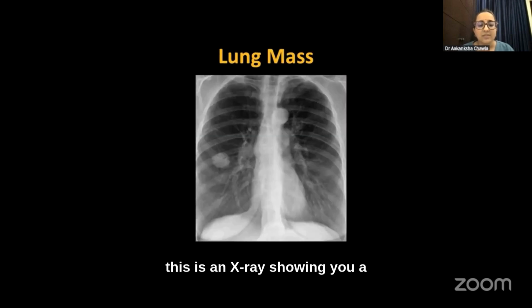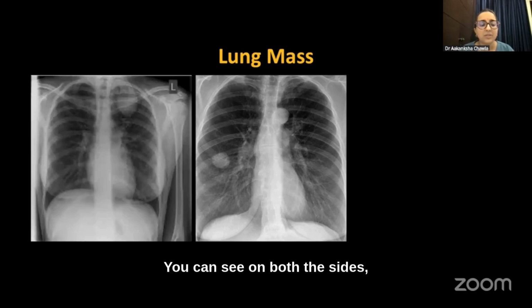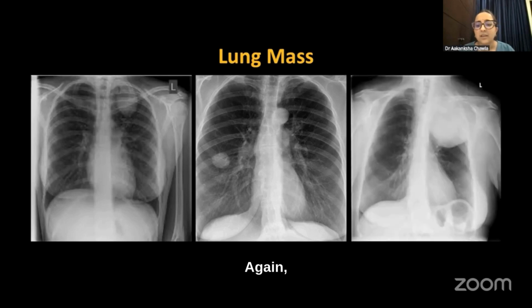Now, this is an X-ray showing you a lung mass in the right mid zone. Then again, a different presentation of a lung mass you can see on both the sides, majorly on the left as well as on the right near the apex. Again, there is an apical left lung mass.